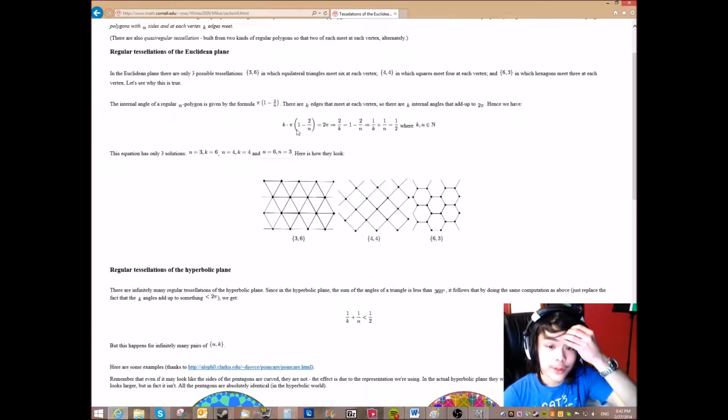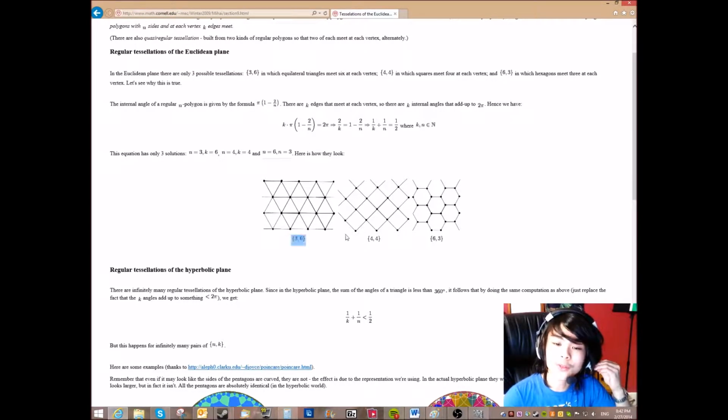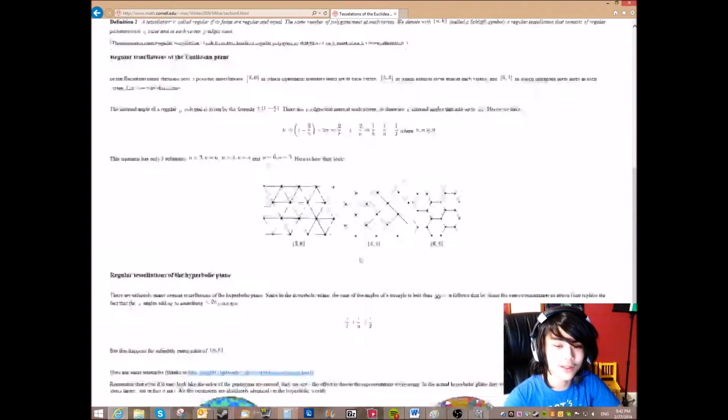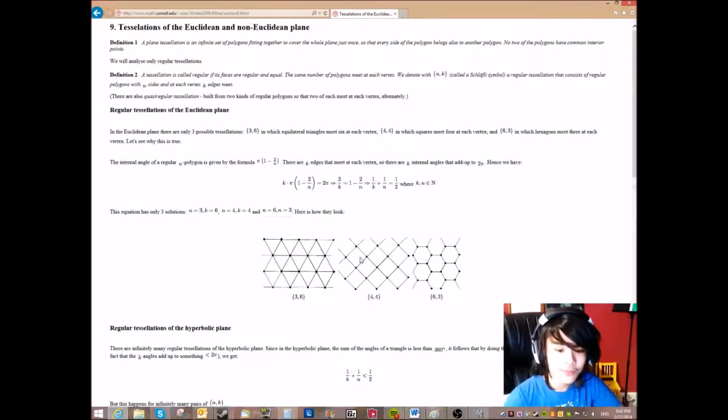As for these equations, they only prove that these are the only 3 tessellations that work. There are other tessellations, as you can see, like 5, 4, 4, 5, 6, 4, and 5, 4, but those are all hyperbolic, so you don't need to worry about those. All we need to worry about is these 3 tessellations.